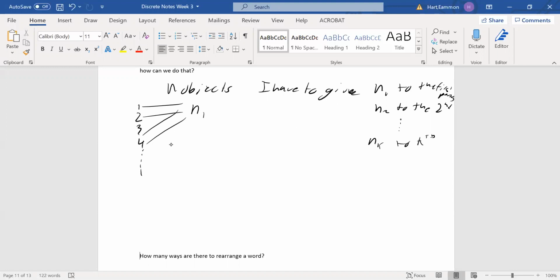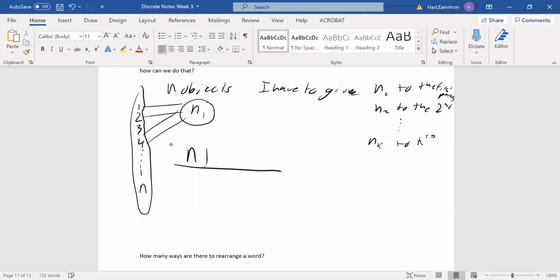And I don't actually care about the order that I give it to him. So I can think of this as I'm putting an order on this whole set. I'm putting an order on these n things. So that's n factorial. And then my first person is getting the first n1 of them. But he doesn't actually care about what order he gets them in. If he opens his first present first, or the second present first, or the third present first, it doesn't matter to him. So divide by n1 factorial, because the order doesn't matter and there's n1 factorial ways to put the order on this.